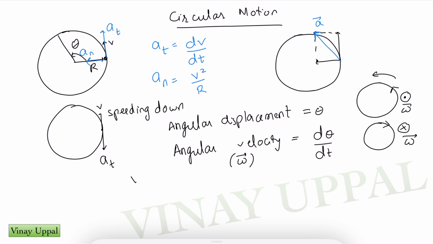And you can express the velocity vector as omega cross r, in terms of the angular velocity and the position vector. The position vector is basically the radius vector measured from the center of the circle.